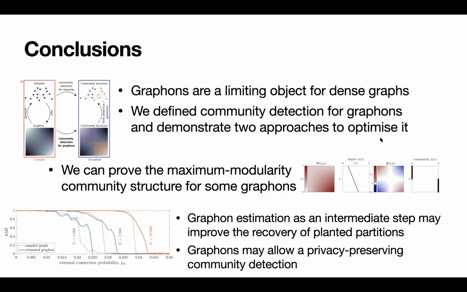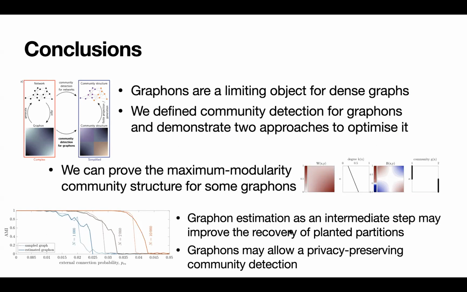Okay, I think I'm going to wrap up now. I introduced that you can use graphons as a limiting object for dense graphs, and there's a rich statistical literature on this. What we then did is define community detection for graphons and demonstrate two different approaches to optimize this modularity function. In some cases, we can actually prove the maximum modularity community structure for synthetic graphons. And if this is not possible, we can always use some kind of numerical approximation.